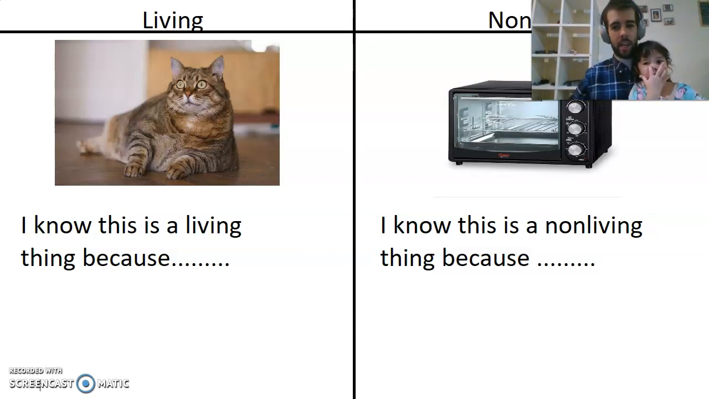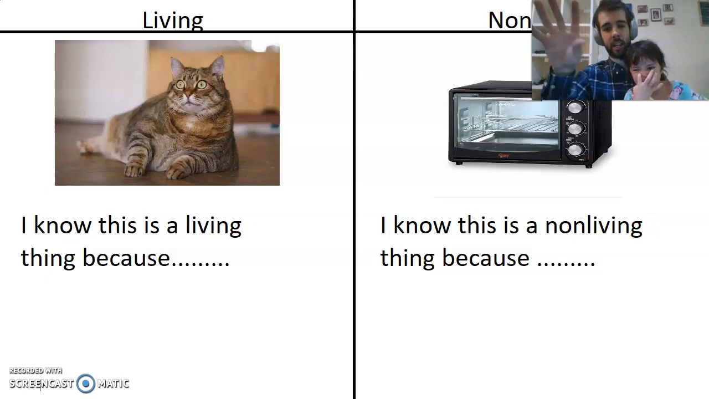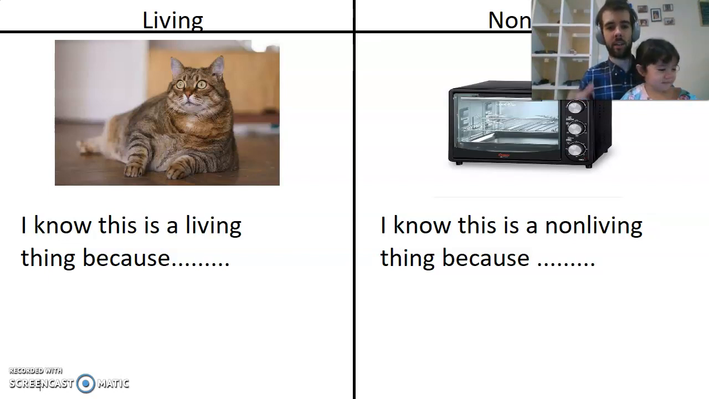So, what I would like you to do is take a piece of paper, divide it down the middle, and on one side you're going to have living, and on the other side you're going to have non-living. Now, I've only got 2 examples here. If you want to do 2 for each or more, that's fine. But the most important thing here is actually what you write. I don't just want a basic sentence. I really want you to describe how you know that this is a living thing and how you know this is a non-living thing.